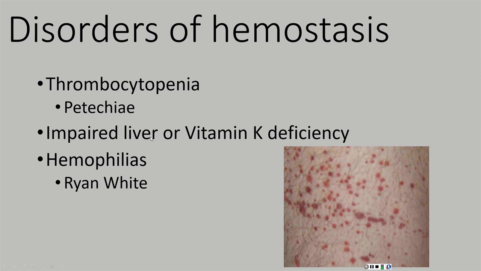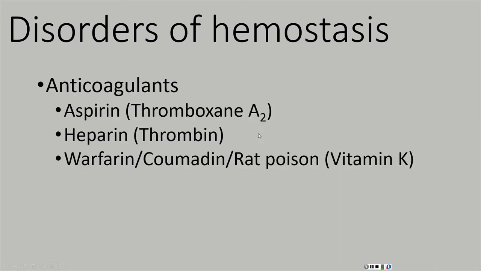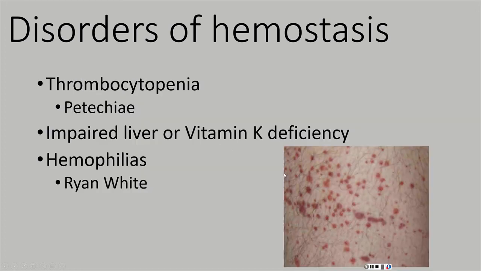Impaired liver. If you have liver damage, or if you have a vitamin K deficiency, well, that would be the exact same thing as if you had rat poison. If you don't have vitamin K being accessed by your liver, or if your liver is unable to process that vitamin K in order to make procoagulants, then you can't prevent those small tears with small blood clots.